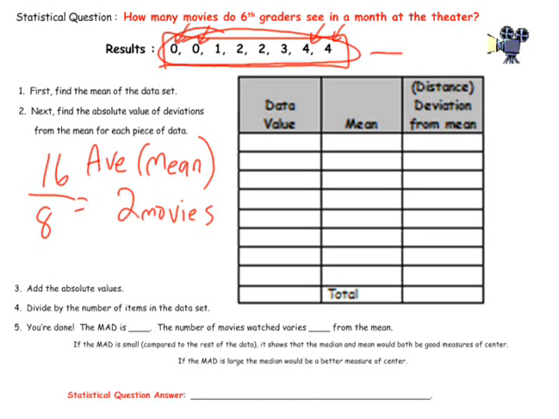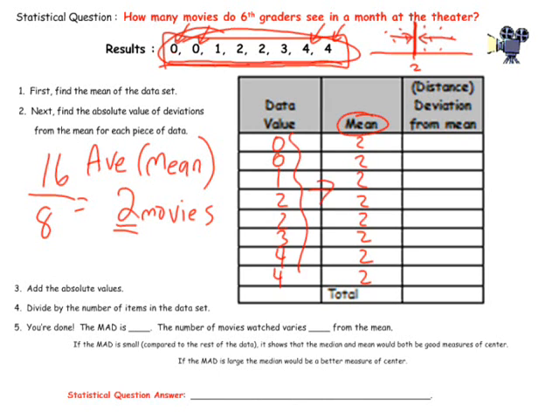Now, here's our average, 2. We want to know how far the other pieces of data stray, or deviate, from the middle, from the mean. So we're going to use a table to help us do that. I'm going to take all the data values and plug them into the table. And then we already know our average. Our average amount of movies was 2. And we want to know how far all the data deviates from the mean. How far are all these from the middle?